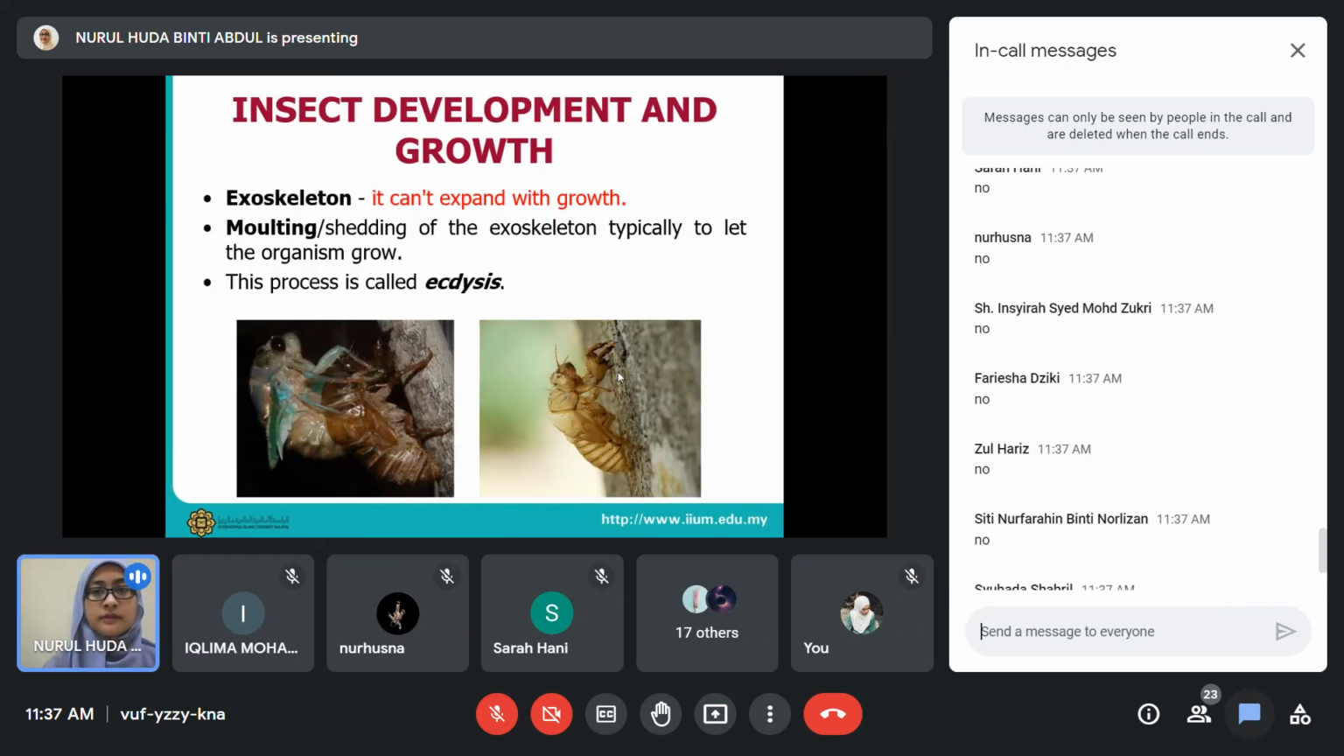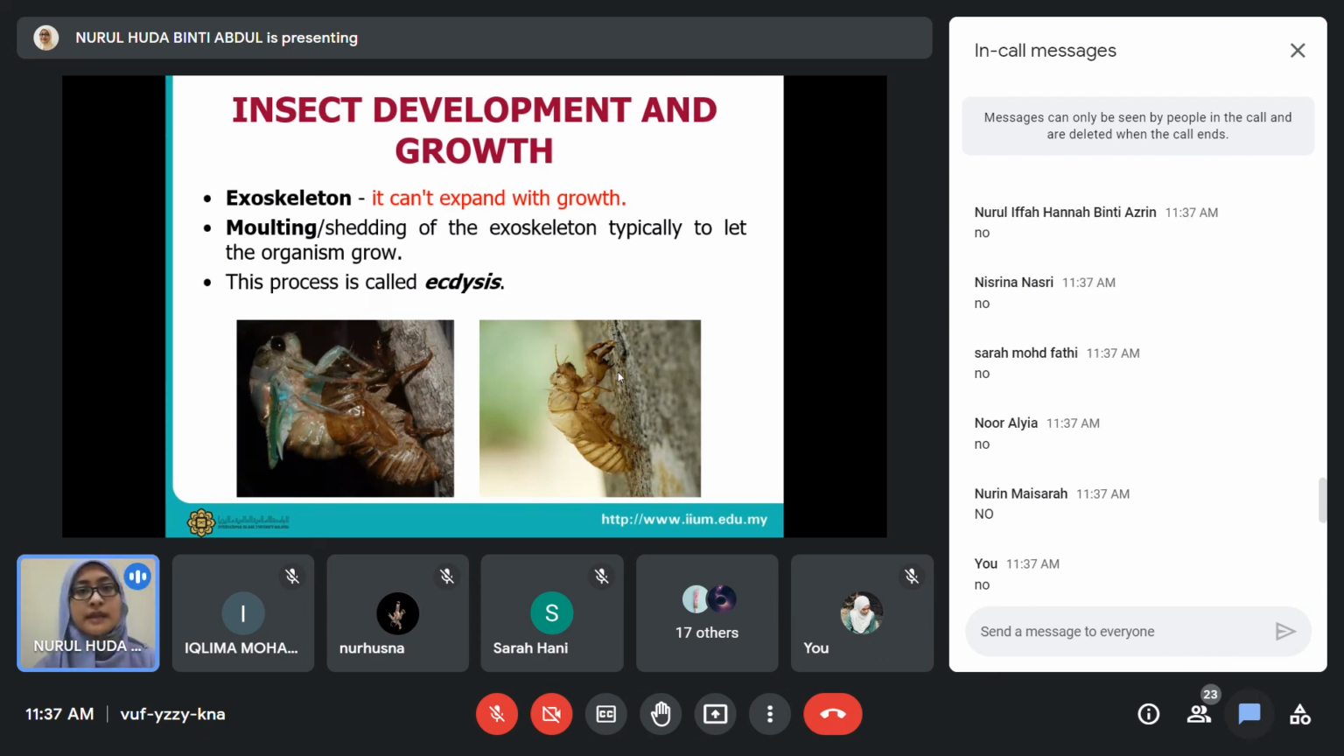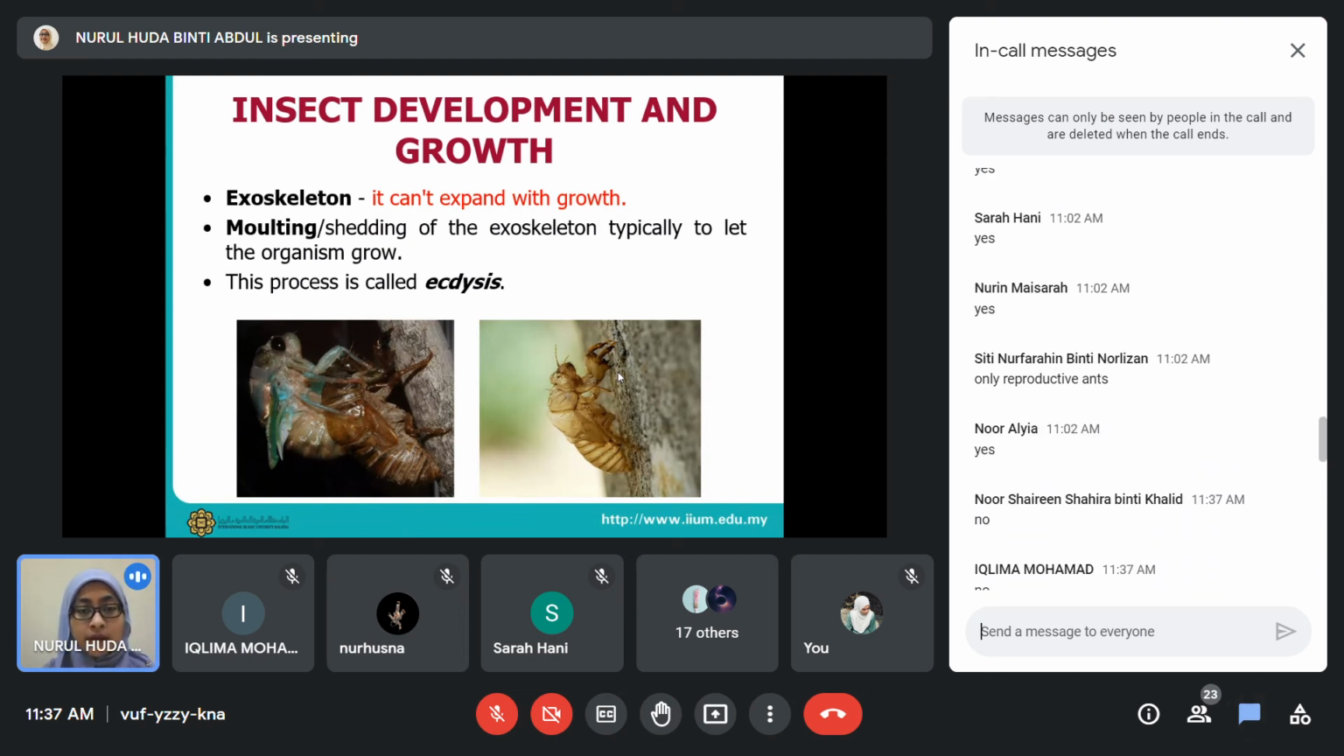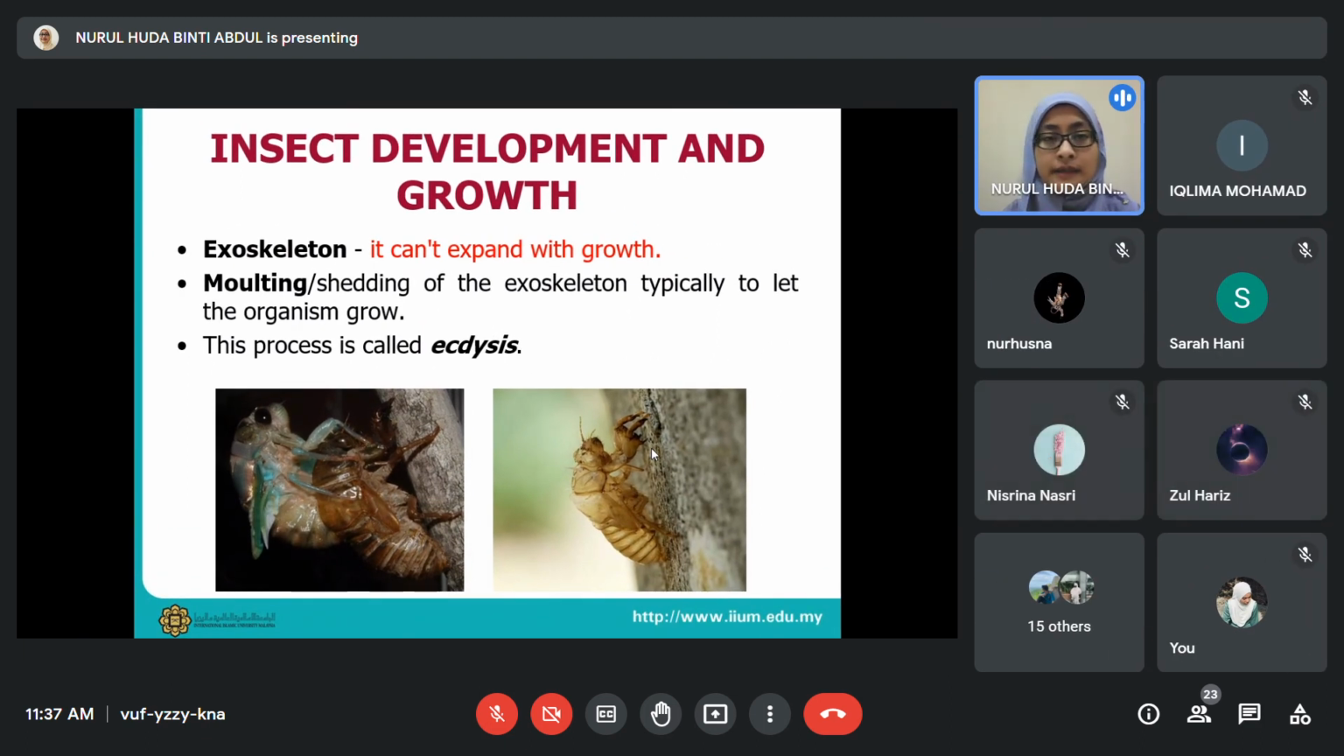Okay, so now we go to insect development and growth, the last part. Tadi kita kata they have exoskeleton, which is skeleton yang dekat luar. So because of exoskeleton, this is a hardened part, kan. So it actually cannot expand the growth. So because of that, this insect has to go through multiple shedding of the exoskeleton. Like I said previously, dia kena tukar kulit or salin kulit, which we call molting. Okay, and this molting process, yang bertukar kulit ni, we also call ecdysis.